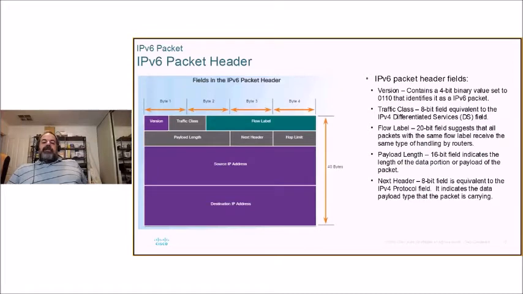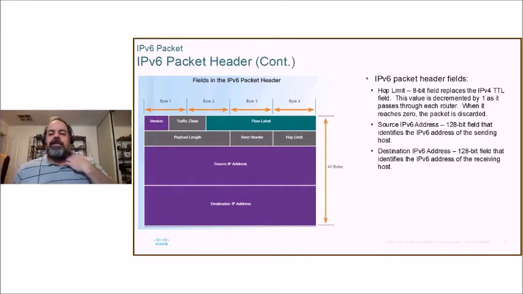So basically you've got the version, which of course is 6 now, so 0110 in binary. You've got traffic class as opposed to differentiated services. You've got a flow label, again, which helps handling of the packets. Payload length is basically the size of the packet, and next header, basically sometimes there will be extra headers added, and so it will tell you what type of header it is. So it's also got the hop limit, as I said, that replaces TTL, and then we've got your source and destination IPv6 addresses.